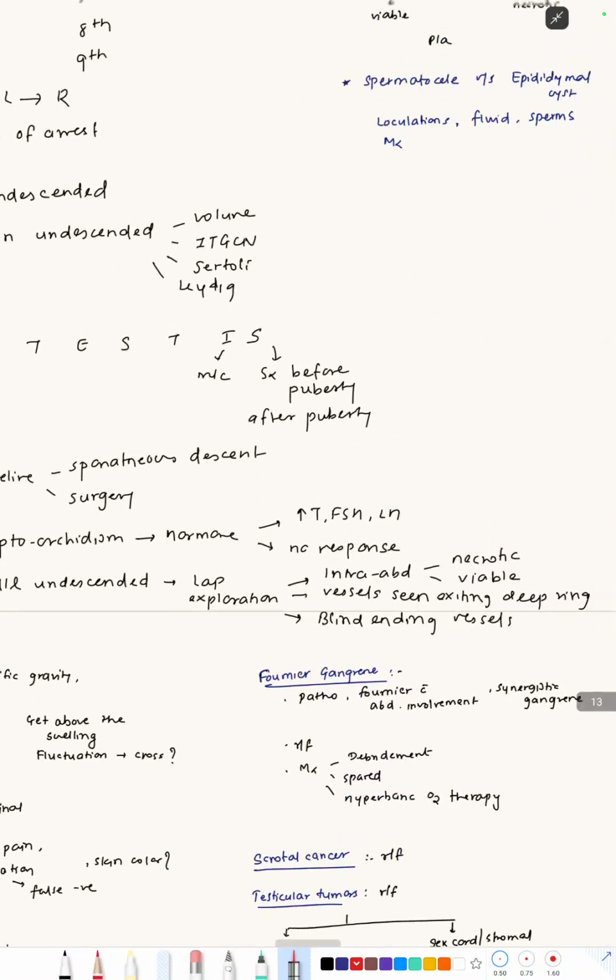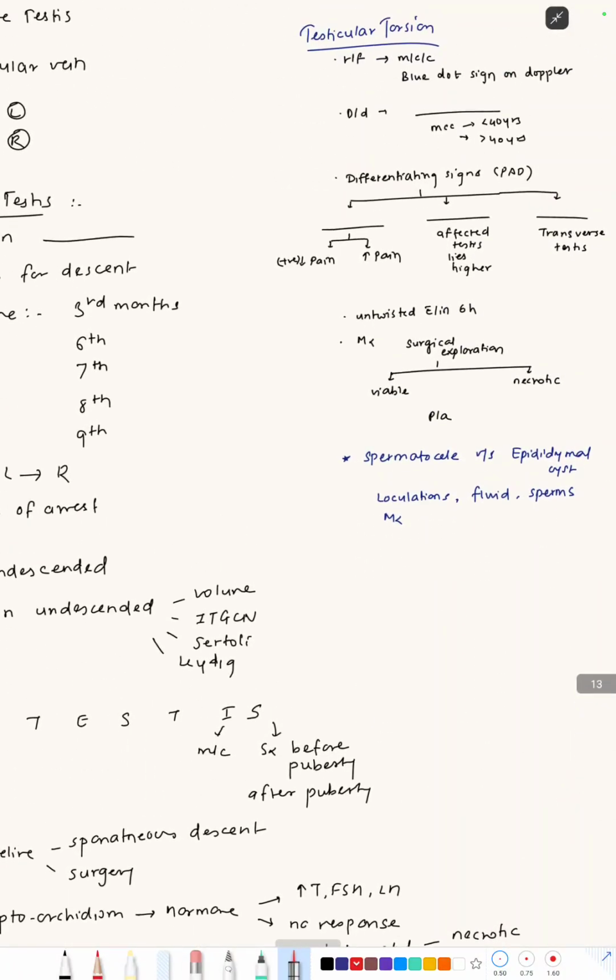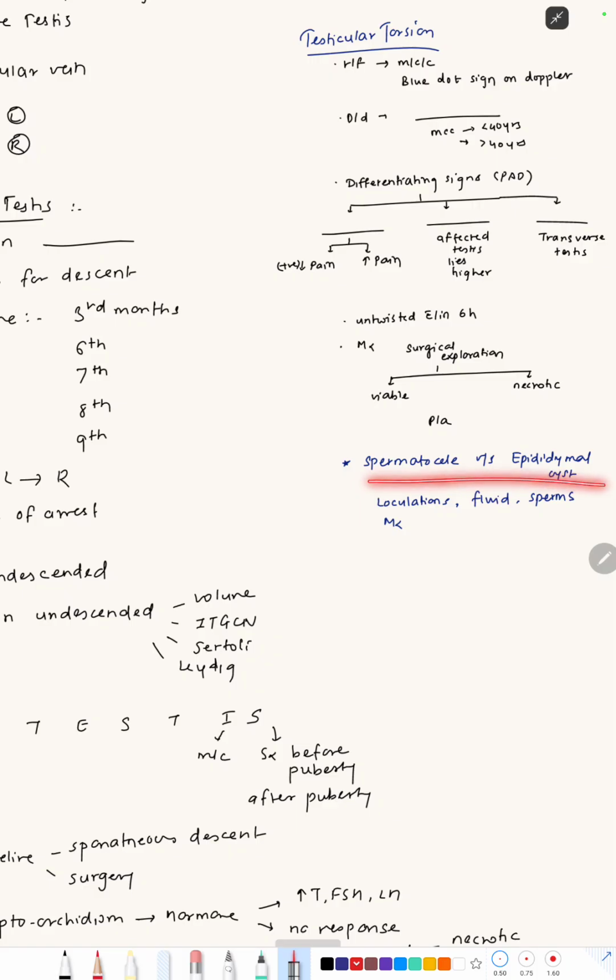Now there are some differential diagnosis of hydrocele, that is called as the spermatocele and epididymal cyst. The difference is the spermatocele is uniloculated while the epididymal cyst is multiloculated. Bunch of grape appearance is seen.